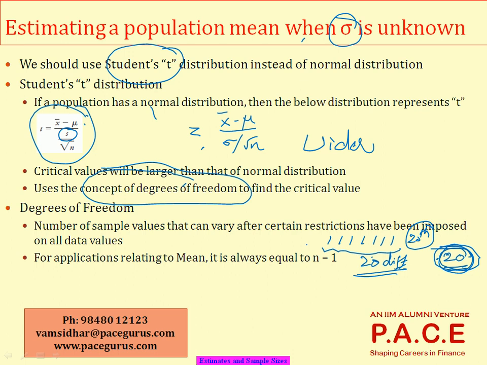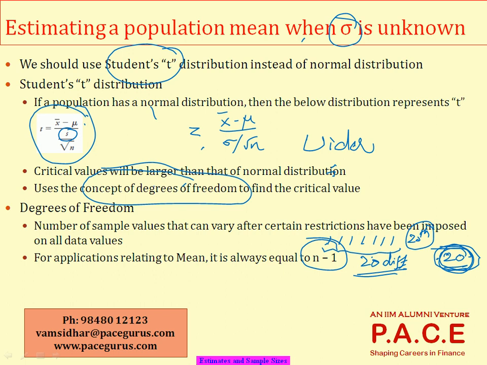For all examples pertaining to the estimation of the mean, we can take the degrees of freedom to be n minus 1 based on the sample size. If the sample size is 20, the degrees of freedom will be 19, and so on.